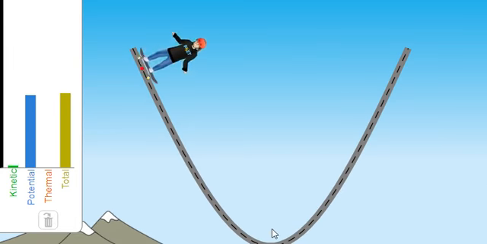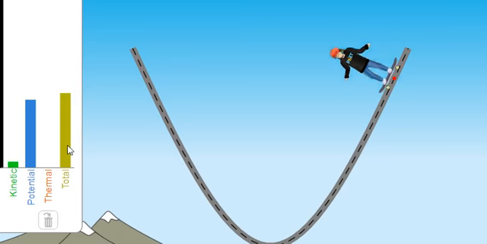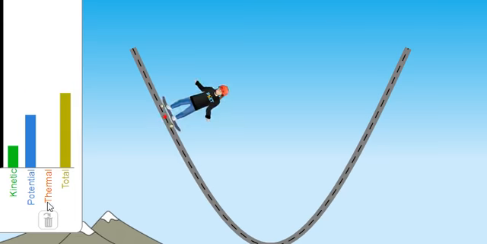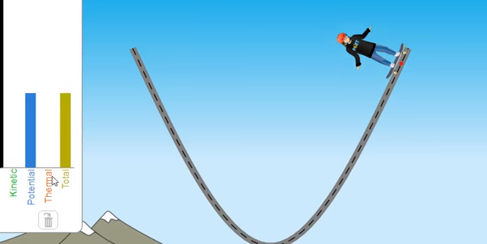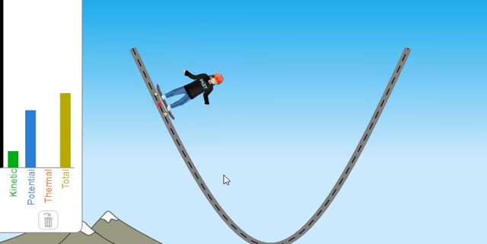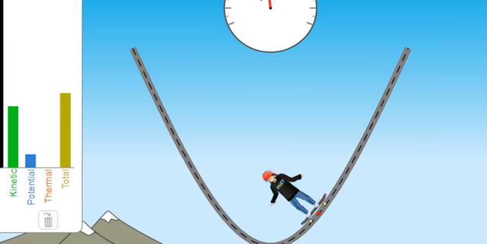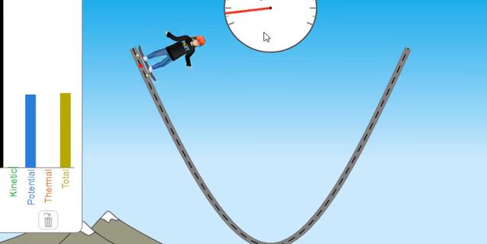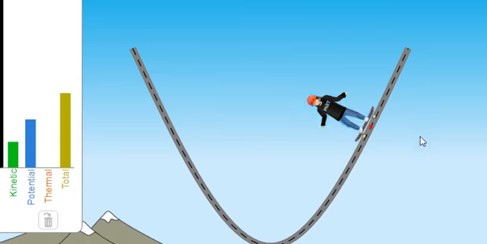When he comes down to this valley, his kinetic energy is maximum and it keeps on changing, but the total energy remains the same. The thermal energy here is 0 because there's no friction between his tires and the surface. So we can also see the speed. Speed increases as he comes down.